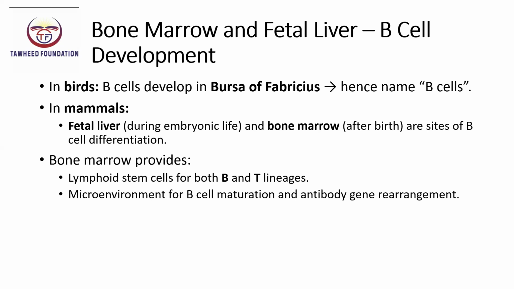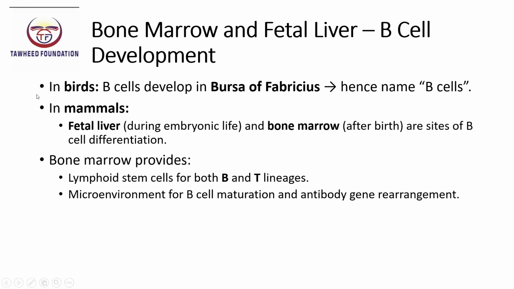stromal cells and cytokines such as IL-7. During development, B cells undergo immunoglobulin gene rearrangements to produce unique antigen receptors. Those that successfully form functional receptors mature and migrate to peripheral organs. The bone marrow thus ensures that only properly formed and non-self-reactive B cells enter the circulation.